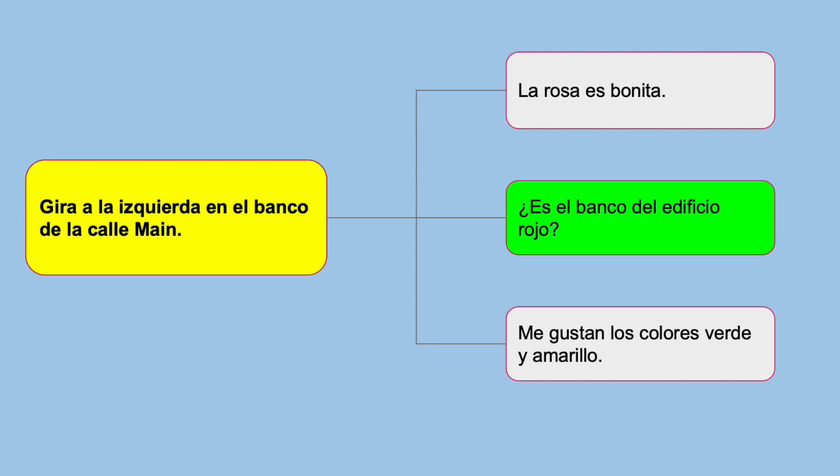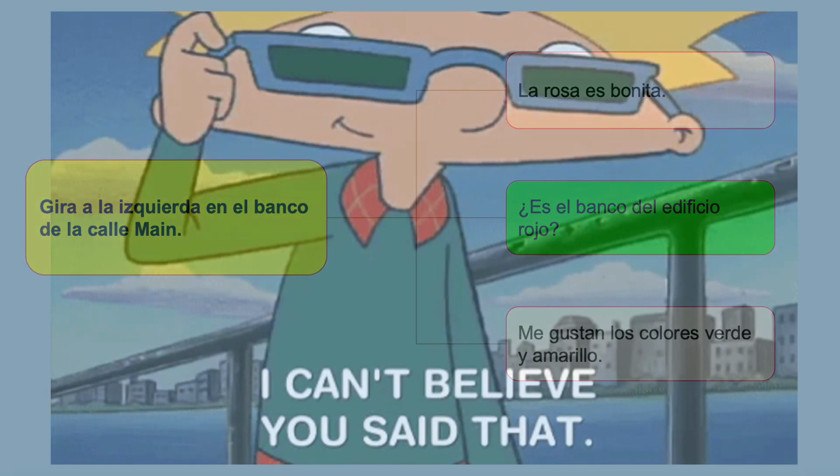The first option, la rosa es bonita, the rose is pretty, would not have been an appropriate response to the prompt. And finally, the third option, me gustan los colores verde y amarillo. I like the colors green and yellow. Clearly, that's a true statement. If you look at these responses, they're all green and yellow, but it's not an appropriate response to the question of gira a la izquierda en el banco de la calle Main, which the appropriate response based on the prior script would have been, es el banco del edificio rojo, or is it the bank in the red building?